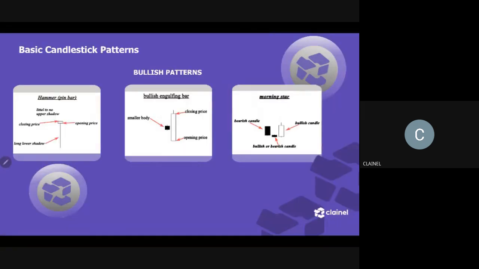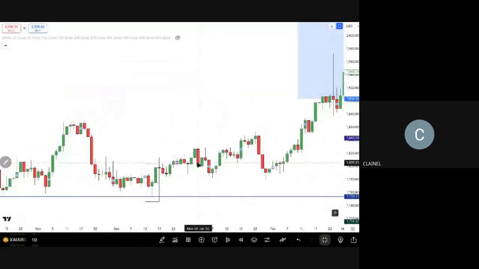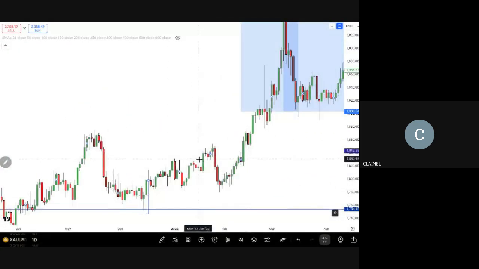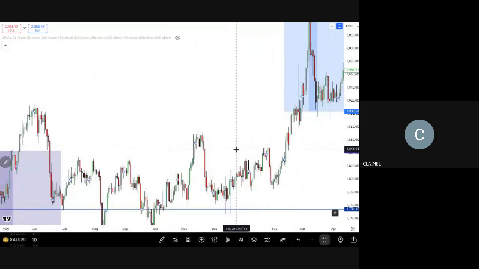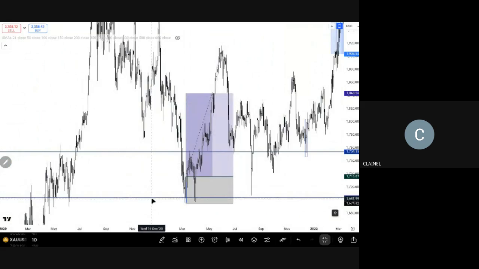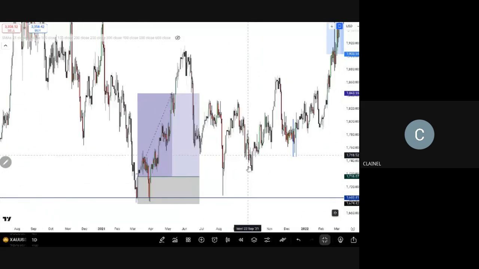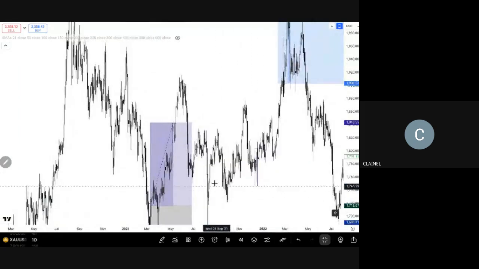So let's go back to the charts. How do you trade this? Even with just support and resistance, you can make money. So now you have seen price react from your supply zone. Let me remove this line so it doesn't confuse us. You're seeing price react from your demand zone. Sorry about that. That was a mistake on my end.